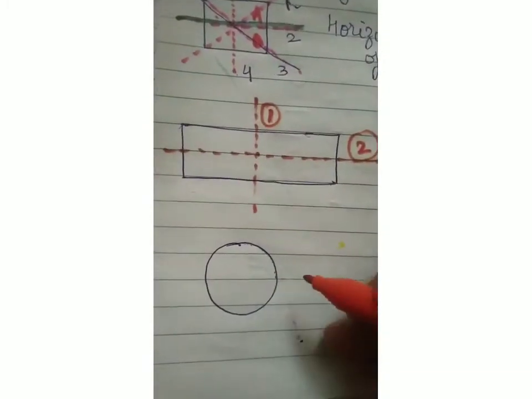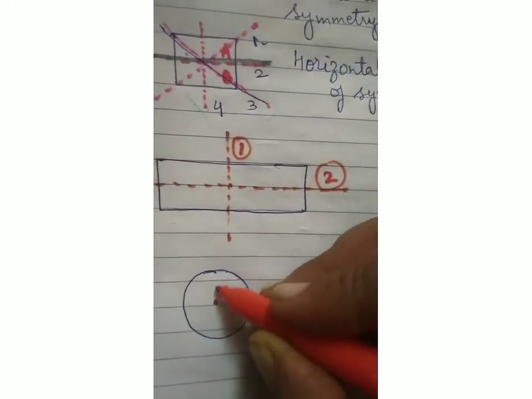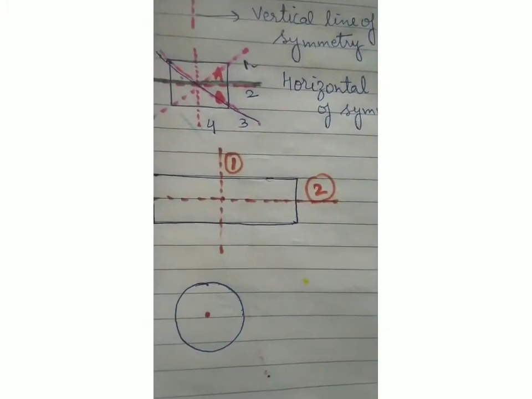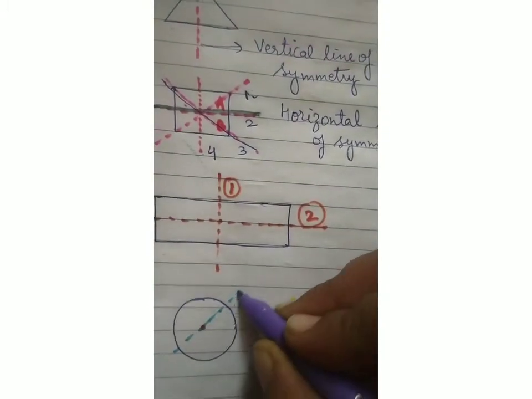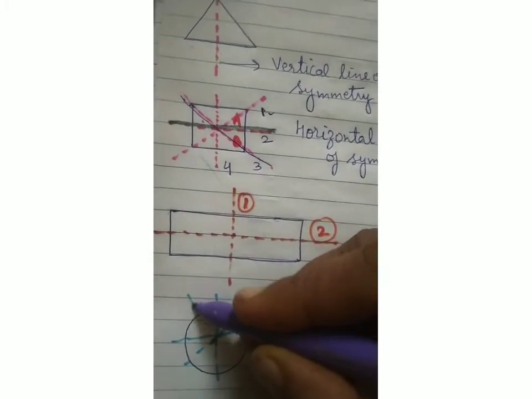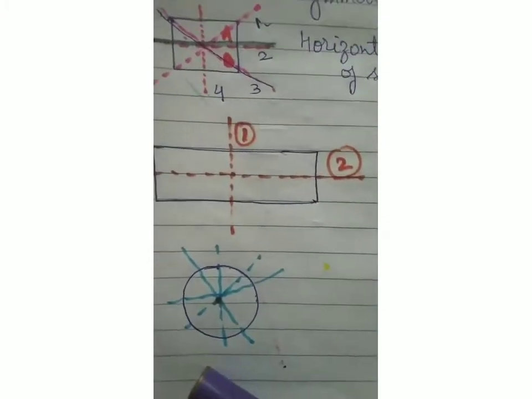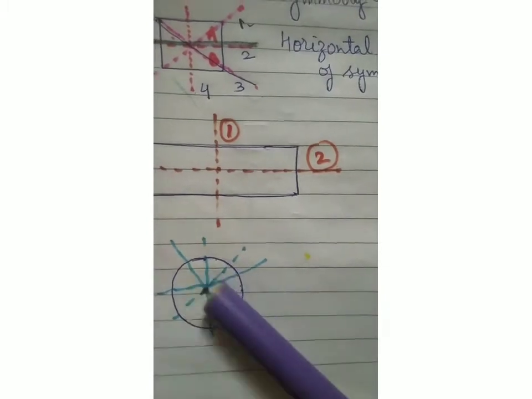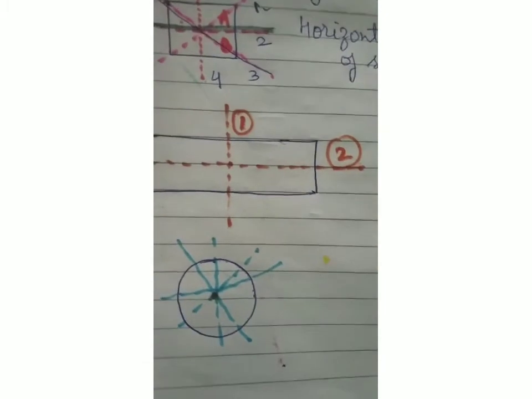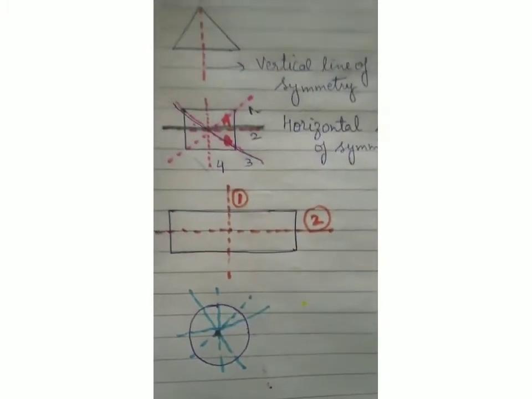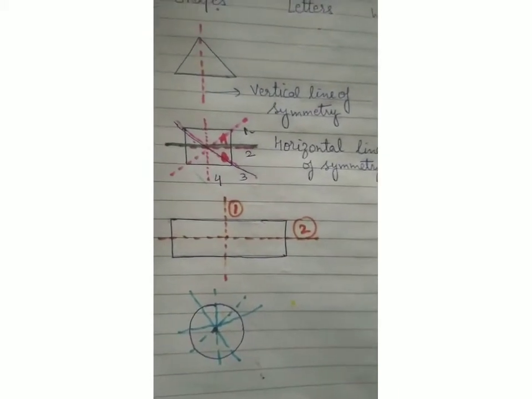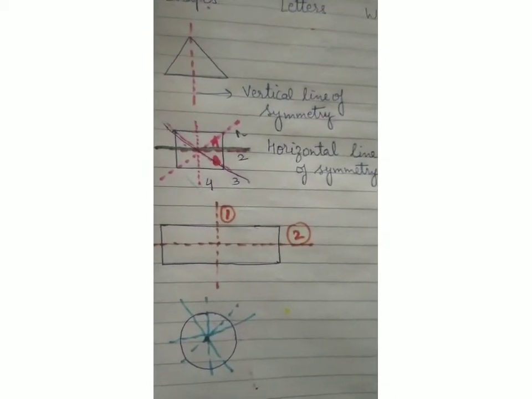This is a circle. You can see from the center each and every part is at equal distance. So if I draw any line from any side which passes through the center, that divides this circle in two equal halves. That means this circle has many lines of symmetry. So here you have seen the figures which are symmetrical. Some of the figures are non-symmetrical also.